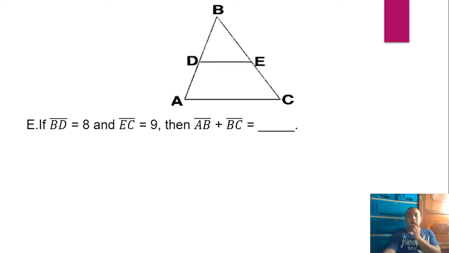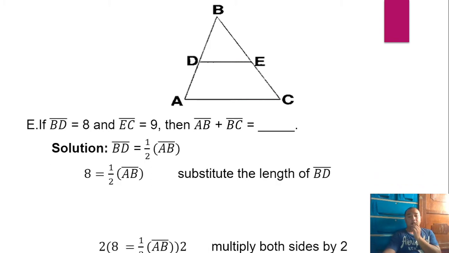Letter E, if BD is 8 and EC is 9, what is AB plus BC? Alright. So if this is 8, this is also 8. 16 na yan. This is 9. EC is 9, so this is also 9, 18. 18 plus 16. That will be our answer.